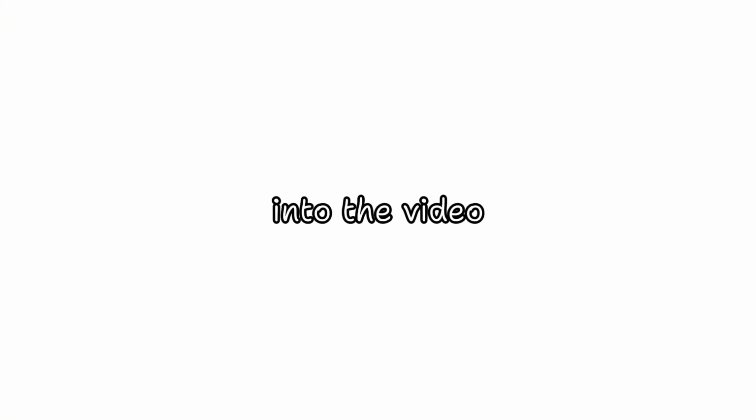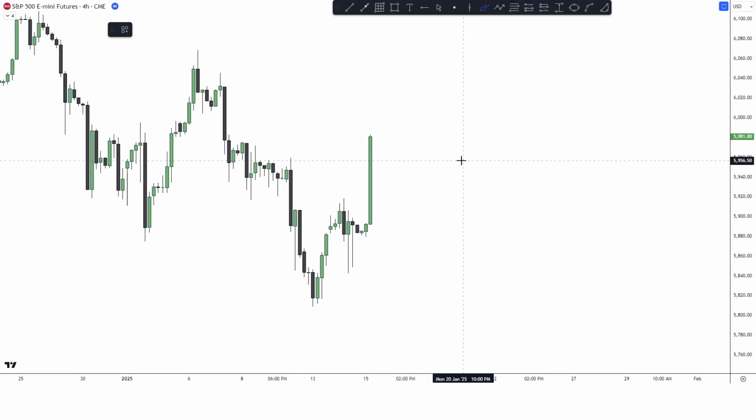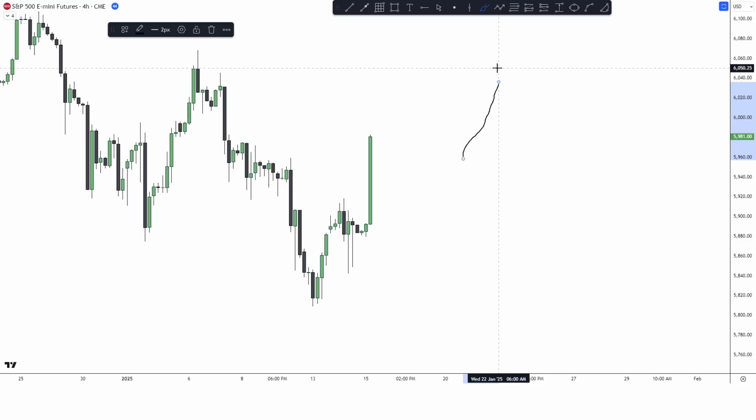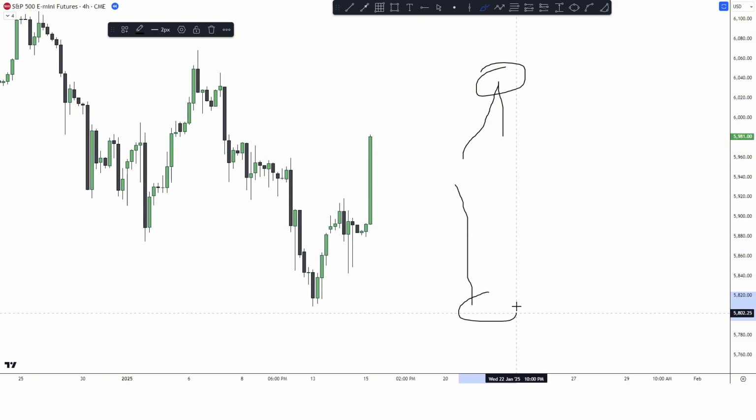Now, let's get into the video. So essentially, a turtle soup is when price is reaching higher and higher prices and you sell as the market is going higher, or when the market is going lower and lower and you buy as the marketplace is going lower, essentially catching the high or catching the low of the range.